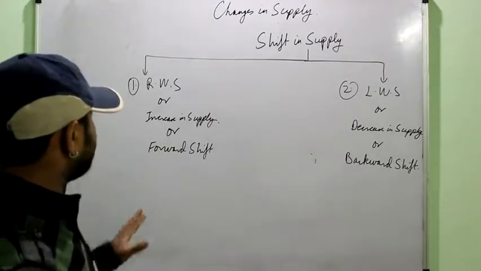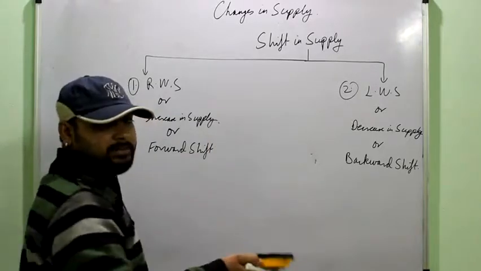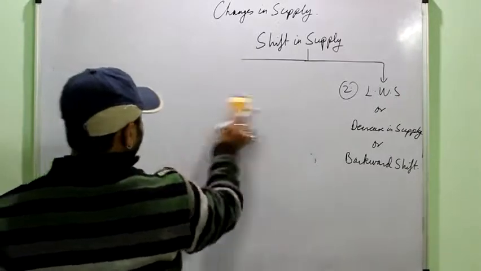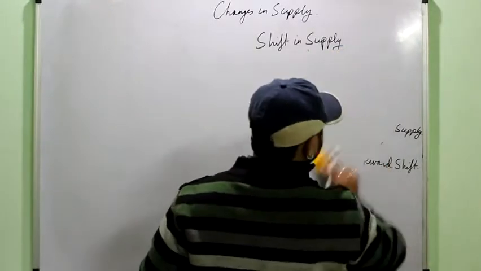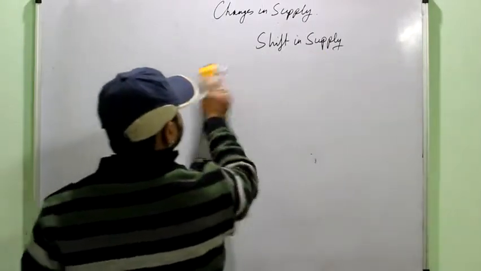Now when we come to studying the concept of rightward and leftward shift, it is similar to demand and defined also in the same manner. We will first define rightward shift and the diagram of rightward shift, then leftward shift and the diagram of leftward shift. So first in detail we will study, and remember here the causes are changes in the other factors, price remaining the same.